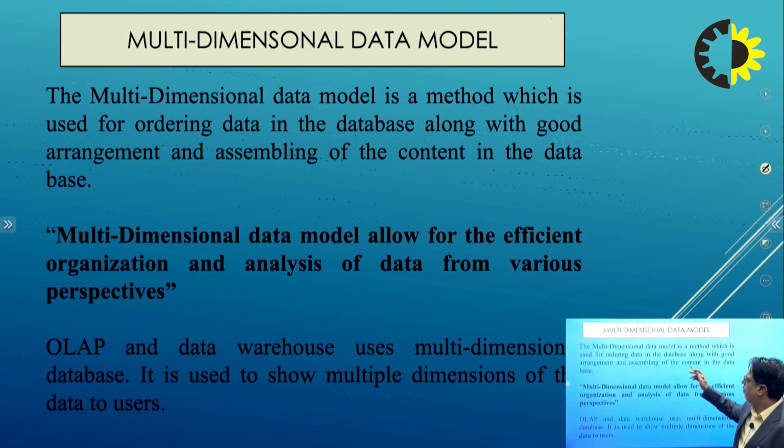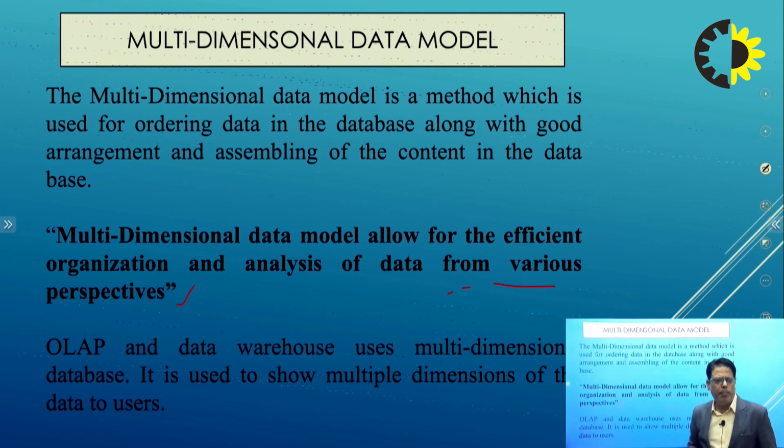The multidimensional data model allows for the efficient organization and analysis of data from various perspectives. Multidimensional means that if we have data at large scale, we need to organize the data in a proper manner in sequential channels, like attribute wise, product wise, category wise. So we can easily fetch and retrieve the data from large databases and data warehouses.